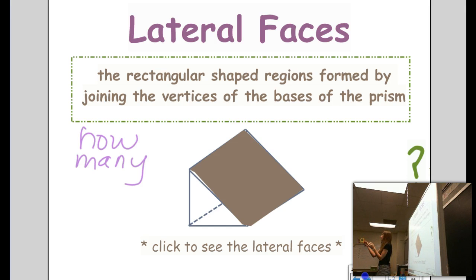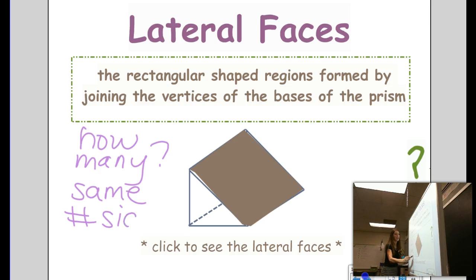Brett, it depends on the shape. So this is a hexagon. How many lateral faces does it have? 6. This is a triangle. How many lateral faces does it have? 3. So it's going to have the same. The answer to this question, how many lateral faces does it have? 3. The same as the number of sides of the base. My question's answer was not a number. It's however many sides the base has.